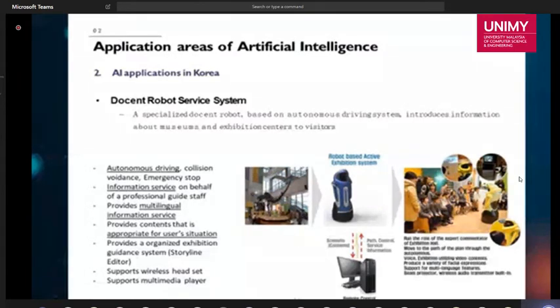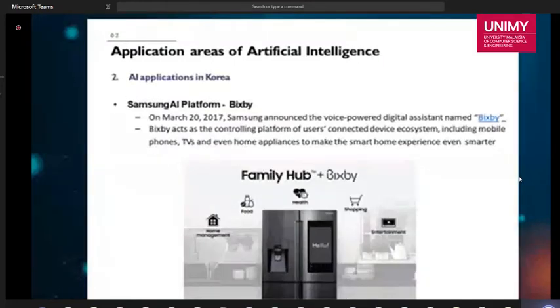And this is another one, Samsung AI platform Bixby, which most of us know. On March 20th, Samsung announced a voice-powered digital assistant named Bixby. It acts as a controlling platform for the user's connected device ecosystem. For example, they can use it through the phone, TV, even home appliances to make a smart home.